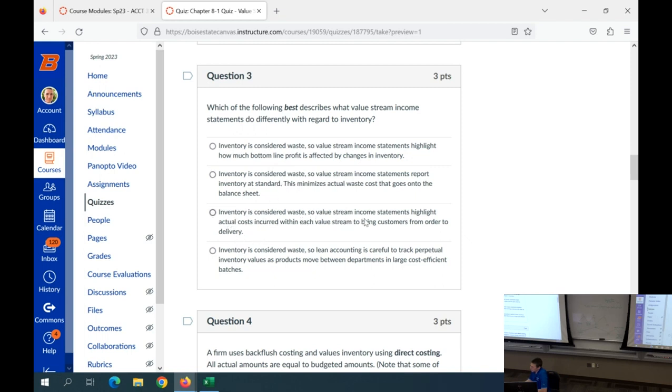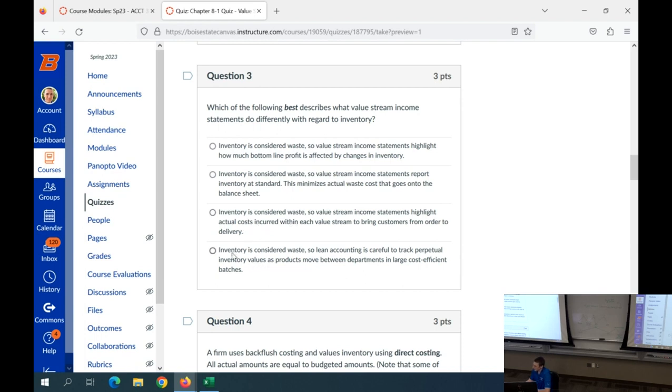Inventory is considered waste, so value stream income statements highlight actual costs incurred within each value stream to bring customers from order to delivery. Now, that's technically true, but I don't think it has a bearing on inventory. It is true that value stream income statements use actual costs, but it's a non sequitur with regard to the question of inventory. It doesn't directly affect it, not nearly as much as the first one. So that is a true statement after the comma here, but it has nothing to do with the fact that inventory is considered waste.